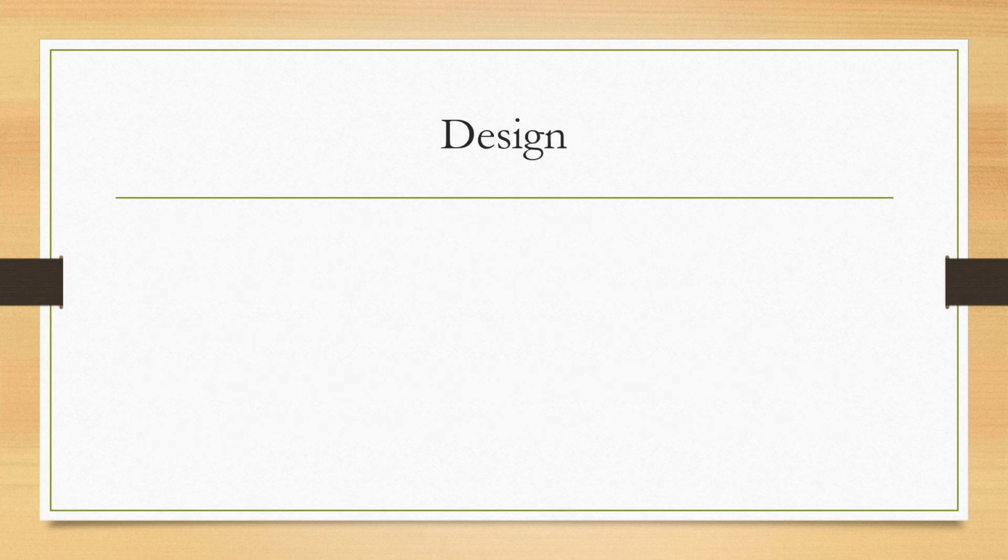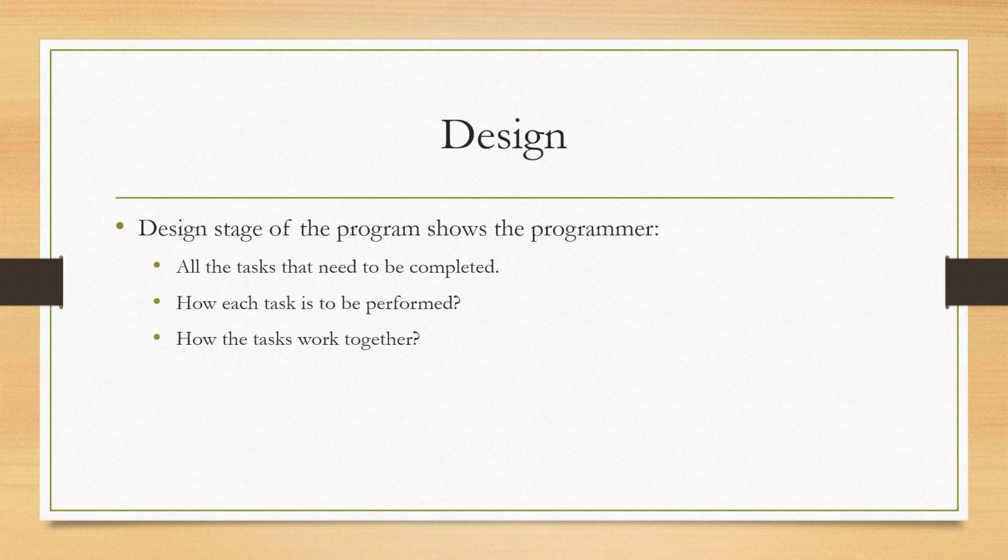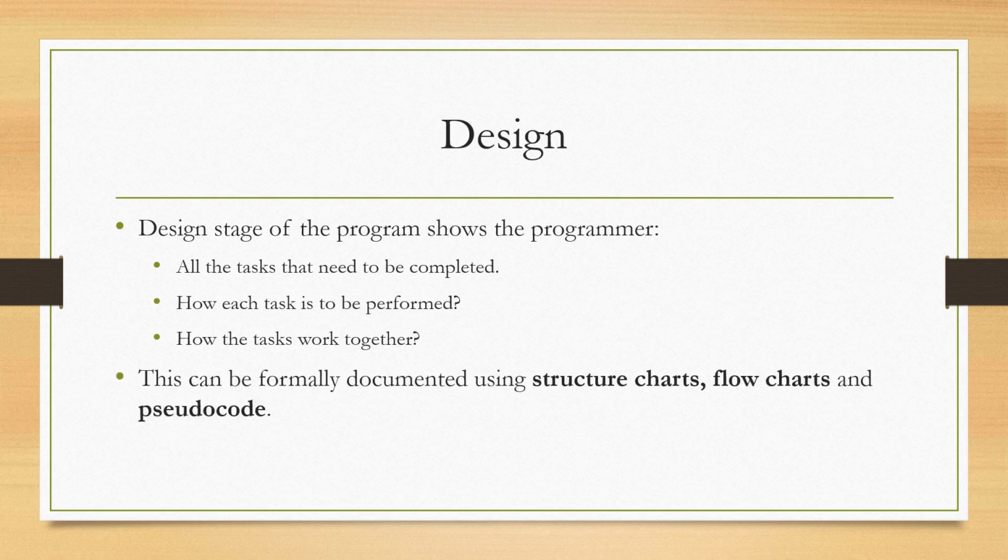Now, once the analysis is done, the next stage is the design stage. The design stage of the program shows the programmer all the tasks that need to be completed, how each task is to be performed, and how the tasks work together. Because in analysis, we have decomposed the problem into smaller problems. Now the programmer has to work out how these tasks work together to complete the solution. The design can be formally documented using a structure chart, flow chart, and pseudocode. We will discuss these three terms in detail in the next slides.